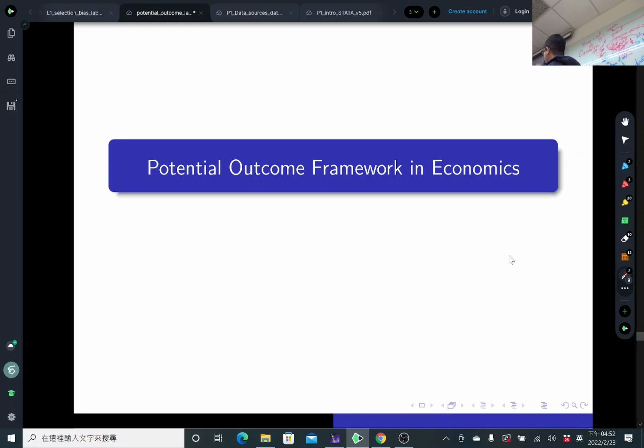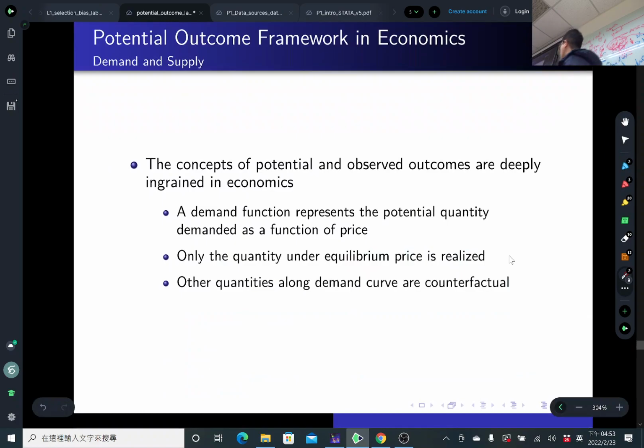And in fact, the potential outcome concept, maybe you find it quite new, but it's actually deeply integrated in economic theory or social science theory. A lot of theories actually imply this potential outcome framework. I just want to let you know. For example, demand and supply theory actually uses this concept, but you just don't really know.